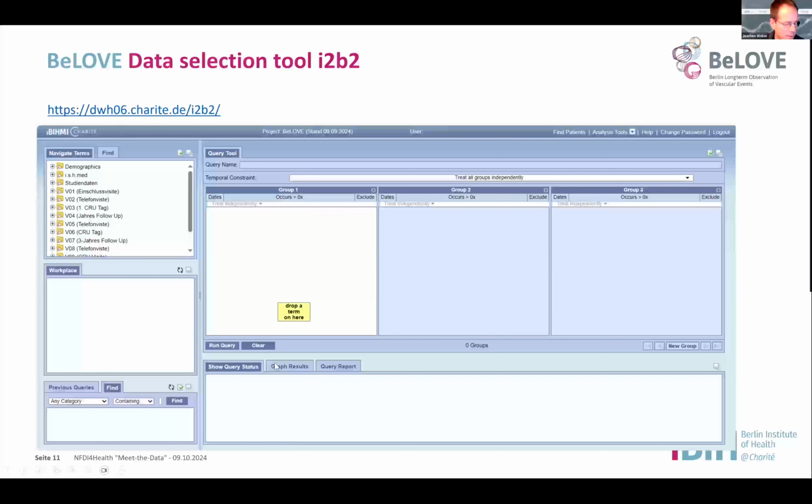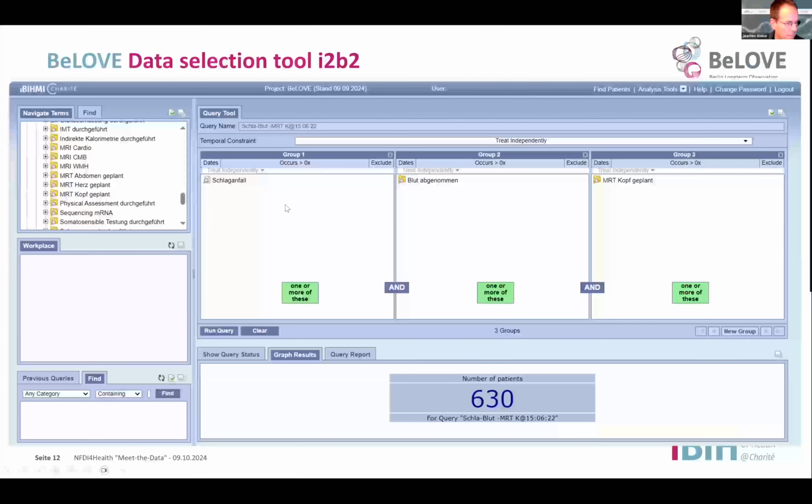Here you can see the graphical interface of I2B2, and you have the option, for example, to select patients with a stroke, with a blood sampling at a specific visit, and an MRI. We have only the information that the MRI was planned. We have the imaging information in the I2B2 system, but not all variables are currently connected to the I2B2 system. It's a work in progress system.